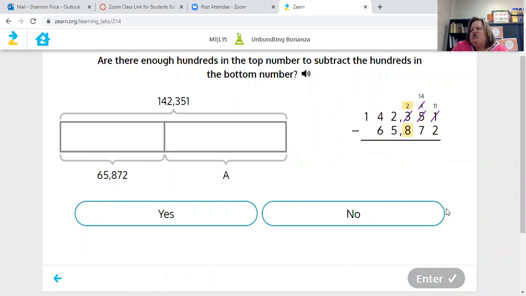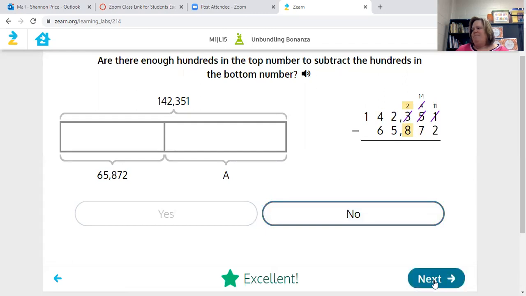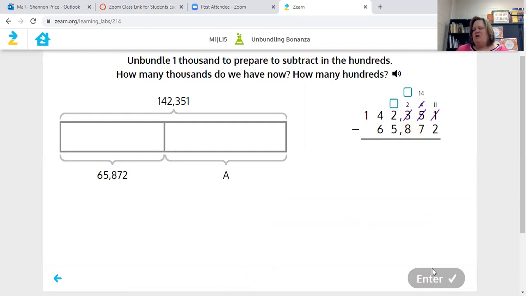So now we have a 2. Can I have 2 pieces of candy and minus 8? Can I have 2 pieces of candy and give 8 friends? Absolutely not. So if you think of it that way, it makes your brain go, oh yeah, that makes sense. Can't do that. So no. So we're going to move on.